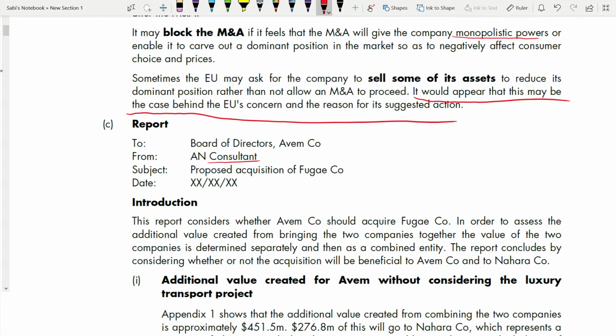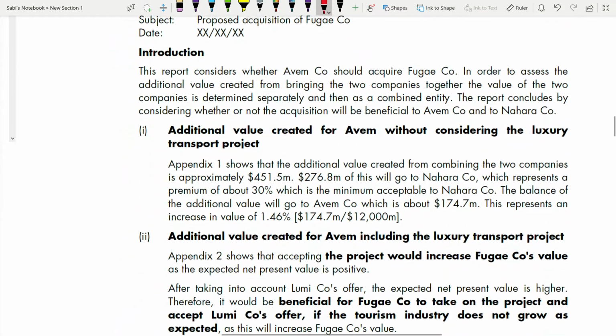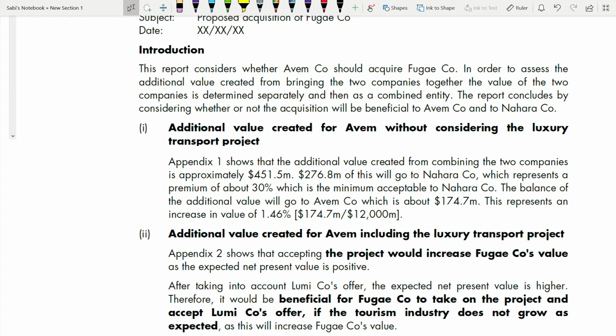Very small, very brief, the introduction, 4 lines, coming to this. Set in order only, I told you. So additional value created for Avem without considering the luxury transport project, and additional value created for Avem including the luxury. So this is without, this is including the luxury.